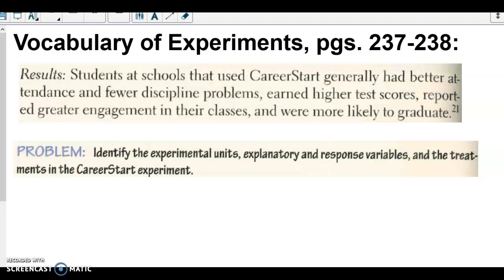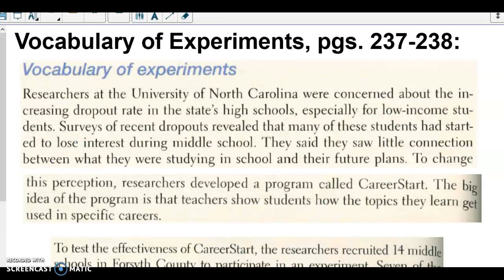So identify the experimental units, explanatory and response variables, and treatments in the Career Start experiment. Again, if you need to pause, please do so that you can think about it. So the experimental units are the subjects. Experimental units are the 14 middle schools in Forsyth County, North Carolina. Again, when they're specific, you want to be specific. If it didn't have a name to the county, then we would just say 14 middle schools. We want to be specific.